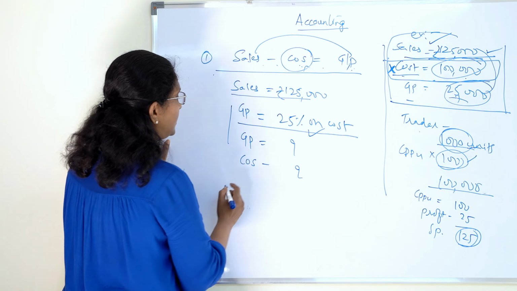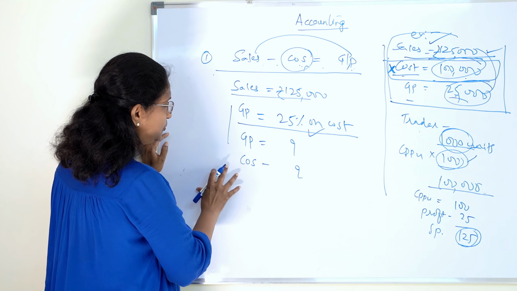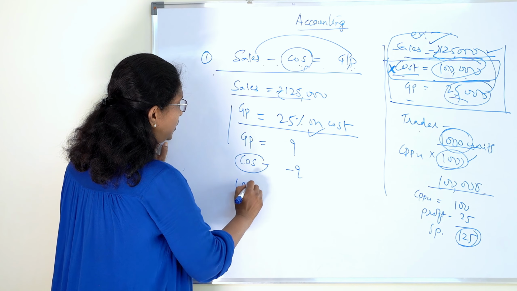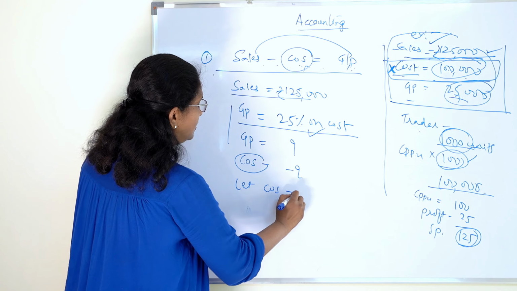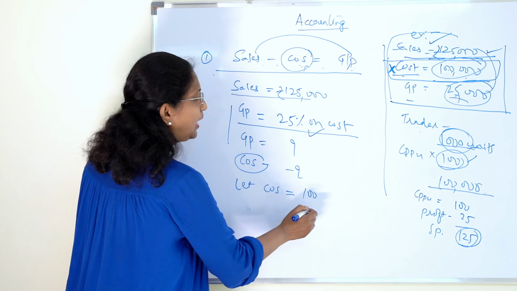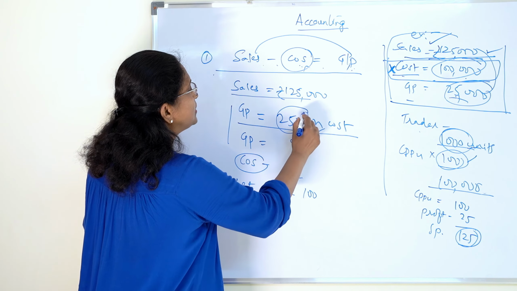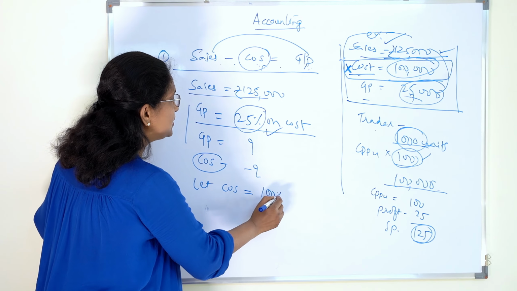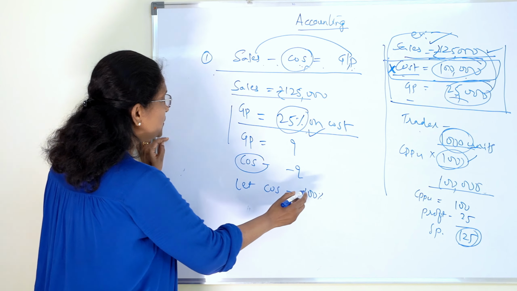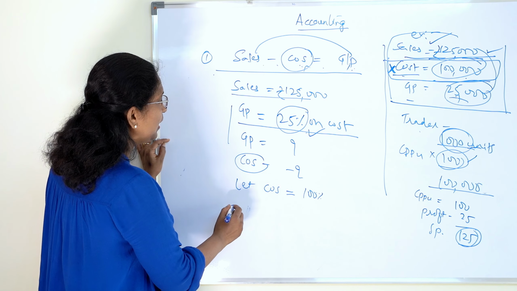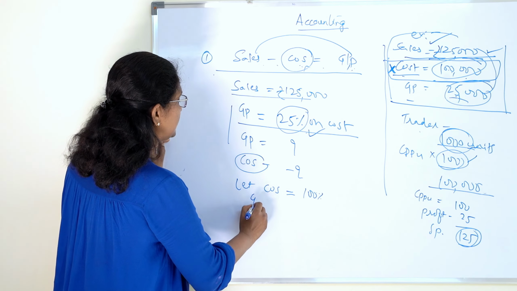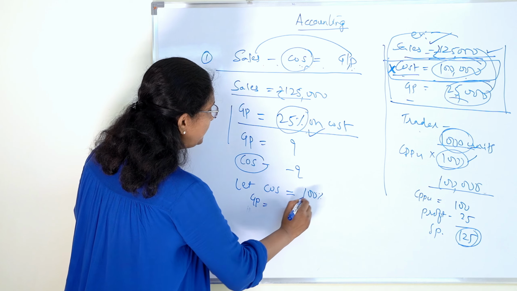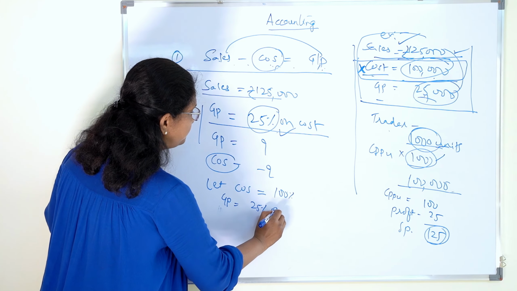So let's understand it with the help of this equation. I don't know the cost of sales, so let my cost of sales be 100. Why 100? Because this is 25% on cost, and the full percent we have is 100. So cost of sales is 100. If cost of sales is 100, what is my GP? Gross profit is given as 25% on cost.